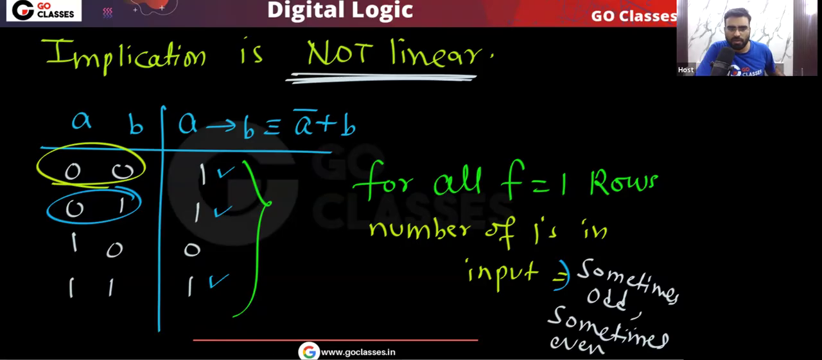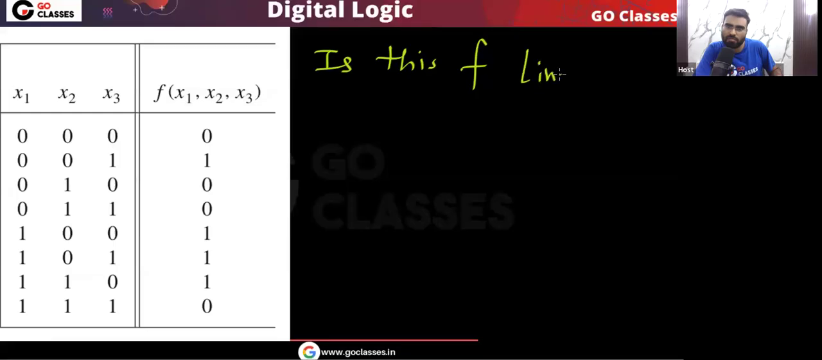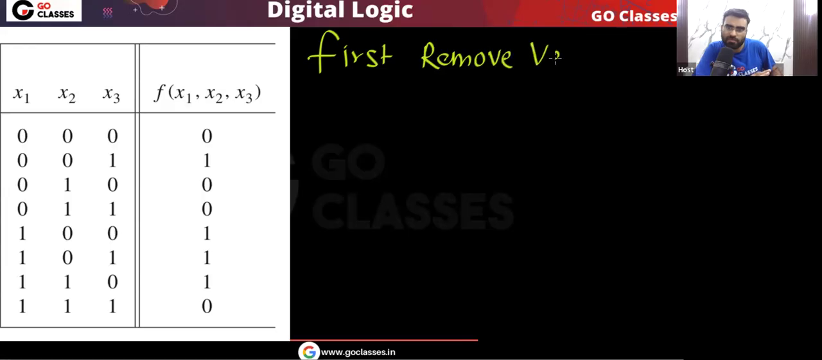Let me ask you this. What about this function? Is this function f linear? Please tell me. First, before checking linearity, always make sure there is no dummy variable. Make sure there is no useless variable. First, remove useless variables. In this function, is there any useless variable?